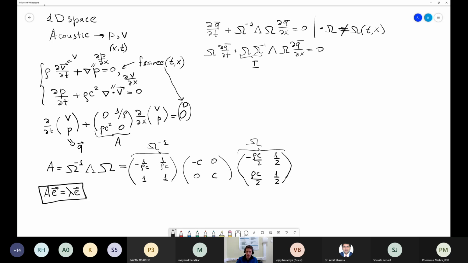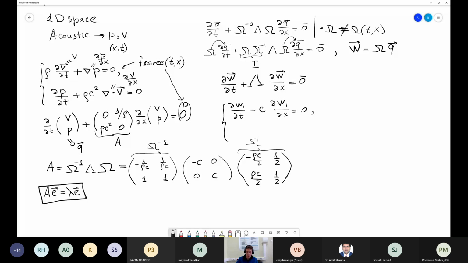And if we introduce a new variable w, that is equal to omega multiplied by the vector of unknown function q, we can put it here. Here we will obtain dw over dt plus lambda, the diagonal matrix, dw over dx is equal to 0. This is a vector, sorry, vector 0. So let's write this system element-wise. dw1 over dt minus c dw1 over dx is equal to 0. And for the second coordinate, dw2 over dt plus c dw2 over dx is equal to 0.